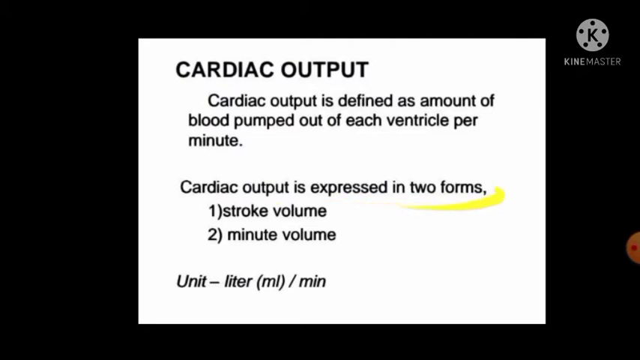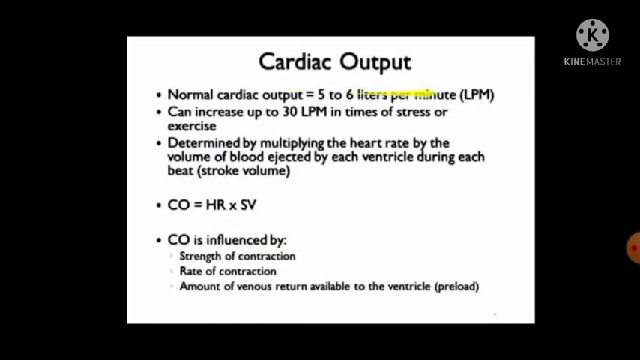Cardiac output is expressed in two forms, stroke volume and minute volume, and its unit is ml per minute. Normal cardiac output is 5 to 6 liters per minute, and it can increase up to 13 liters per minute at a time of stress and exercise. The activity of the heart increases because of more contraction and relaxation of the heart.